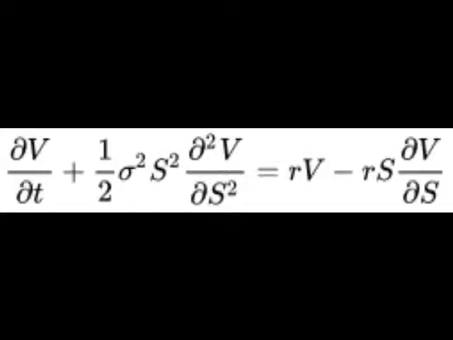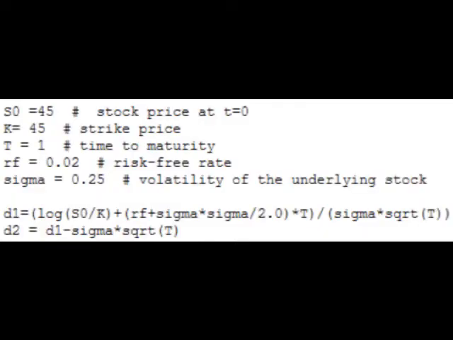S is the stock price. Sigma is the stock volatility and R is the risk-free interest rate. The equation is also called a diffusion equation, and it has closed-form solutions for European call and put options. For a detailed derivation and analytical formula, see John Hull's textbook entitled Options, Futures, and Other Derivatives.